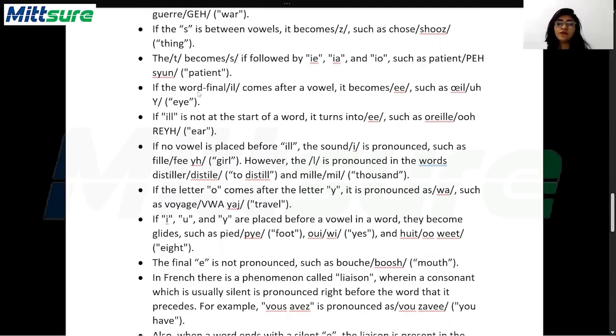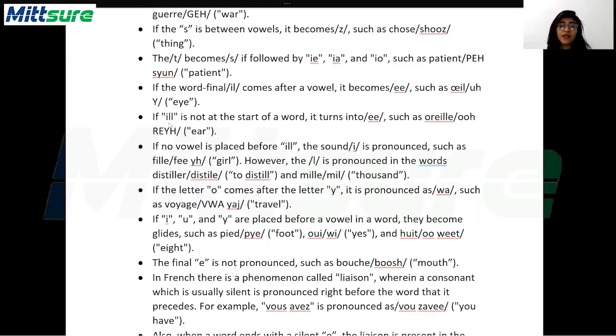Next is if the word ends with IL, final, then the sound of IL will become E. So this is written as OEIL and it will have the sound as OE. OE means eyes.